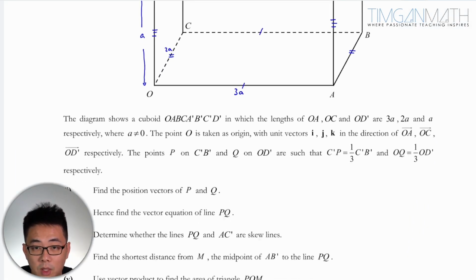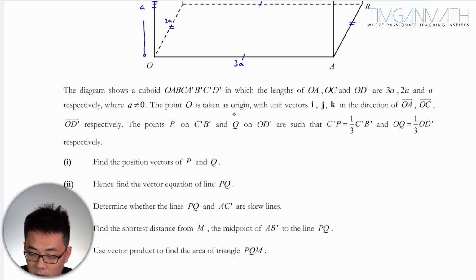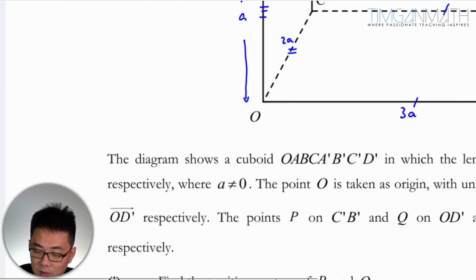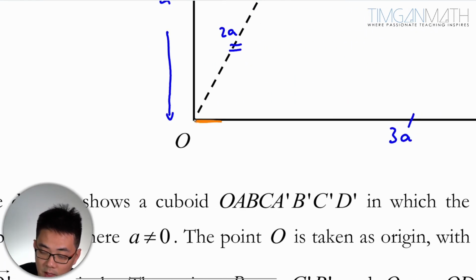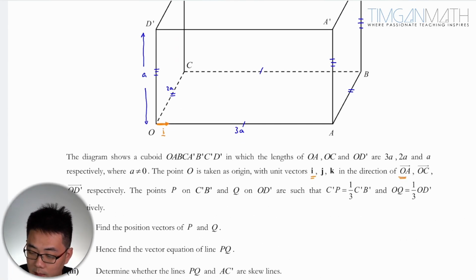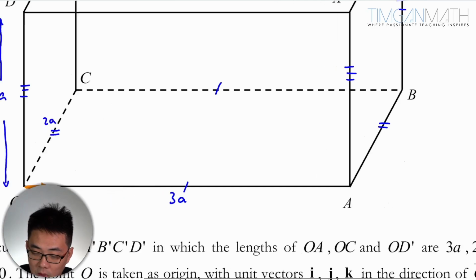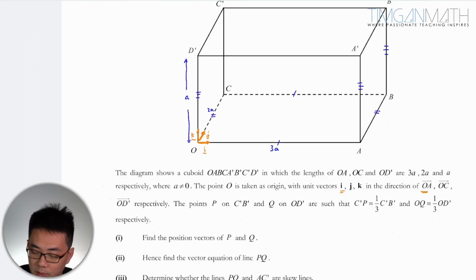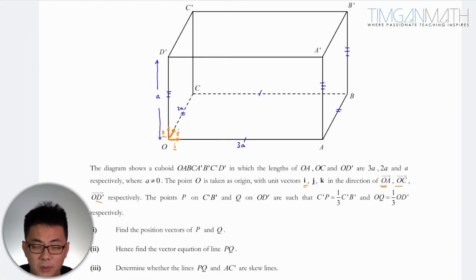The next thing we'll do is, the point O is taken as the origin with unit vectors I, J, K. Okay, this is important, please pay attention here. OA is I, so this is 1 unit here. So in this coordinate system, this would be positive I pointing here. Then OC is J, meaning this is J over here. And pointing outwards here is K per unit. So typically we point outwards as K. That's the whole point there.